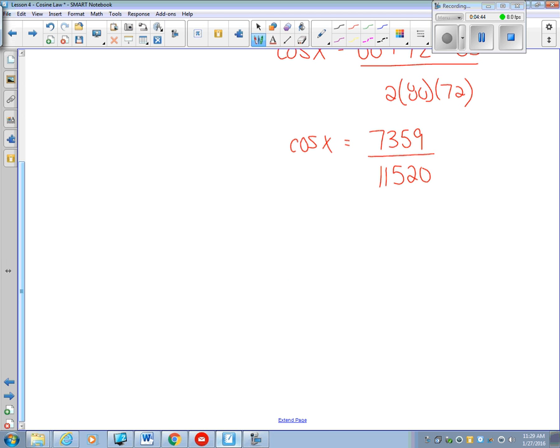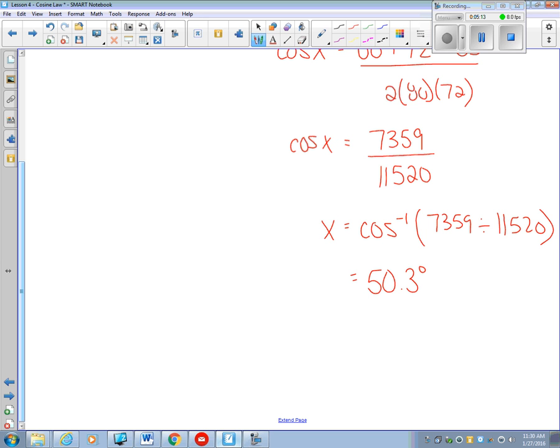Because I want to find an angle this time, I'm going to have to use an inverse. And I could divide this out, but because my calculator can handle large numbers, it will save me some time. I'm going to type in the inverse cos of whatever 7,359 divided by 11,520. And I'm going to use the brackets and use the dividing sign so my calculator does the work for me, rather than having to write out the big long decimal like we had to when we did the sine law. If I put in my calculator the way it looks, I'll get 50.3 degrees.